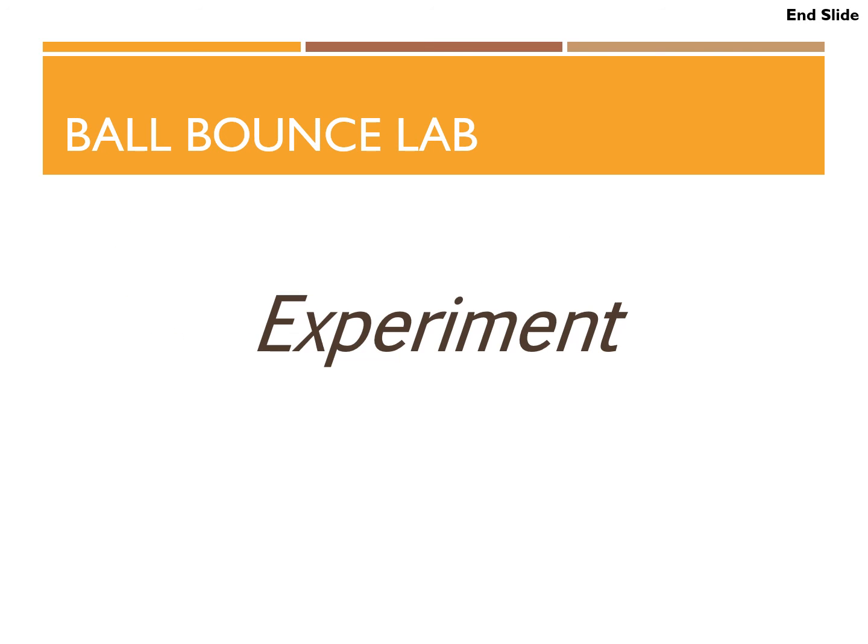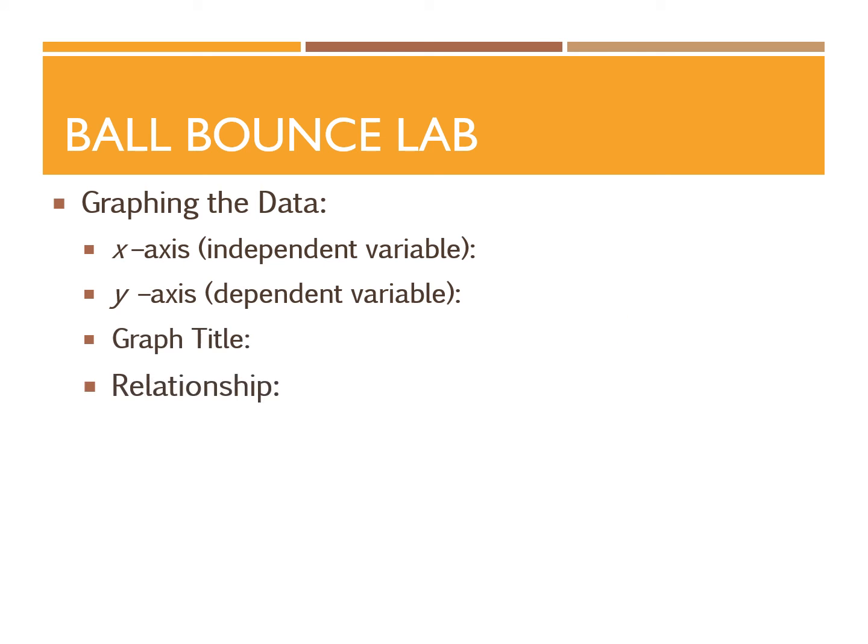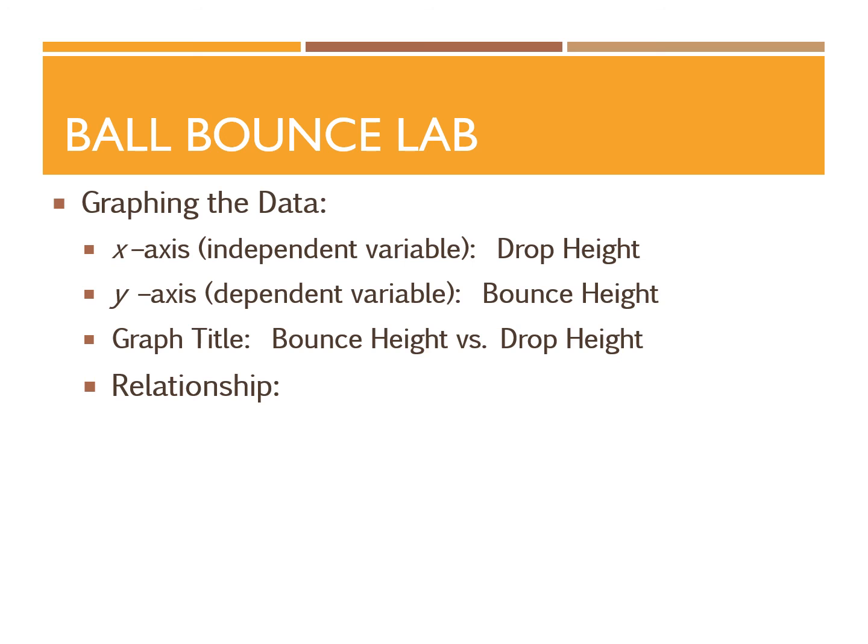Now the next experiment we're going to do is a ball bounce. We're going to bounce a ball and let it bounce back up to whatever height it comes to. We're studying, if we drop the ball from a certain height, how high will it come back up? So we're doing varying heights. The heights from which it's dropped are going to be our independent variable, and the dependent variable is going to be the bounce height that it comes back up to. The graph title is going to be y-axis versus x-axis, so that's bounce height versus the drop height.